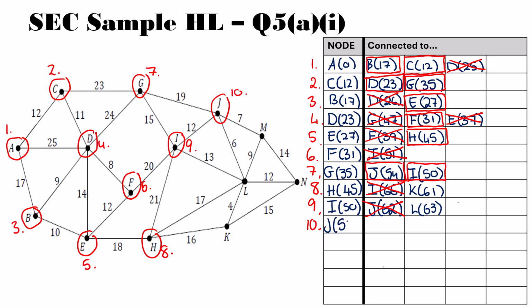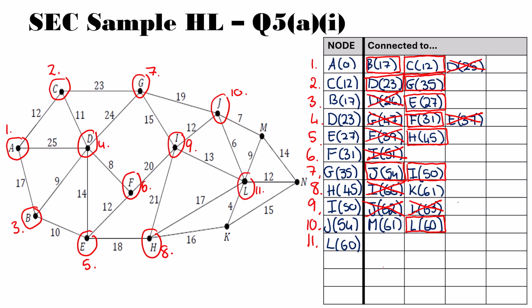So J 54. We have M, which is 61. We have L, which is 60. And that's it. We now have a duplicate for L, so let's get rid of that extra value, the bigger one. And we're going to work with L is 60. So L is 60, gets locked in as our 11th node.